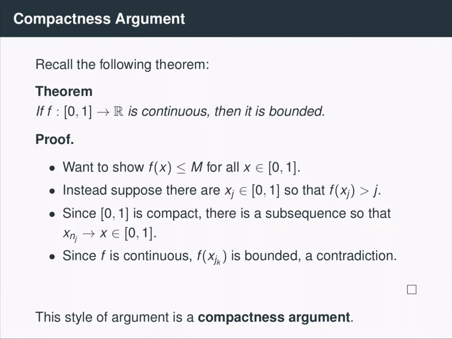This style of argument, where we try to prove a bound by instead assuming that the bound is false, and then obtaining a sequence of objects that violate the bound worse and worse, and then passing to a subsequence to get a contradiction, is called a compactness argument.